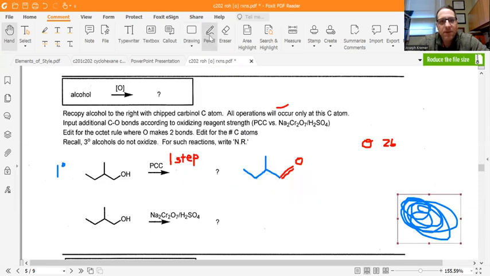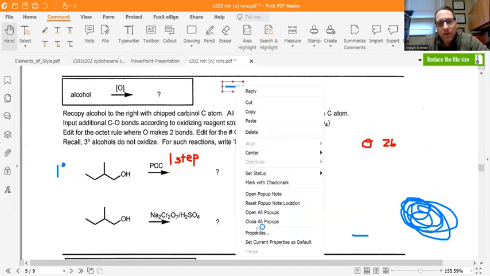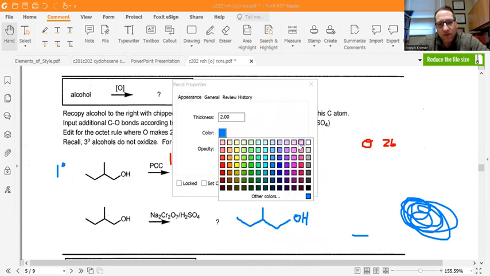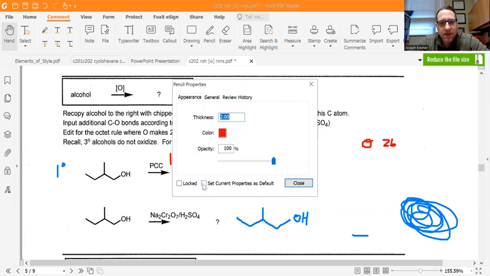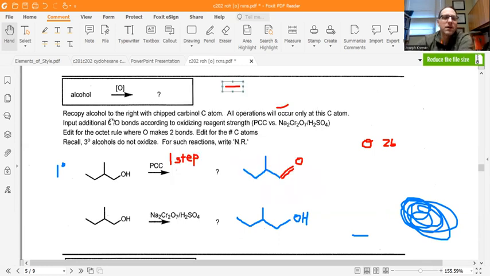All right, so let's copy out the next one. Look at this. We're drawing the product if given the alcohol and the stronger oxidizing reagent. This should be interesting, don't you think? I could do this a lot faster. I was working on the marker board, so sorry. Let's see, what's the next thing to do? Okay, input additional carbon oxygen bonds according to the oxidizing reagent.